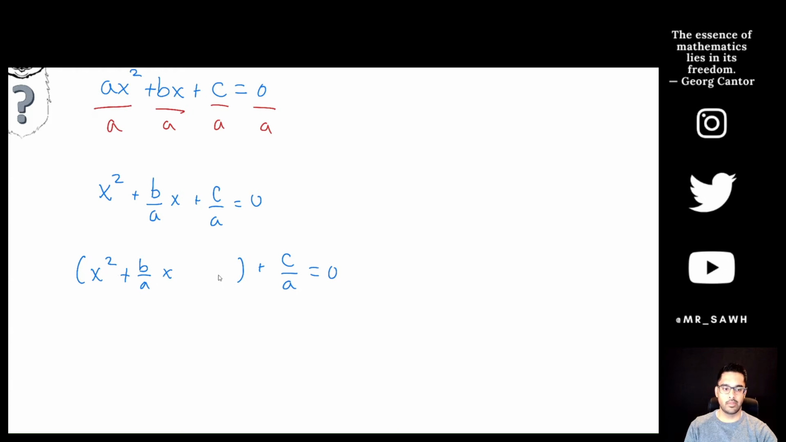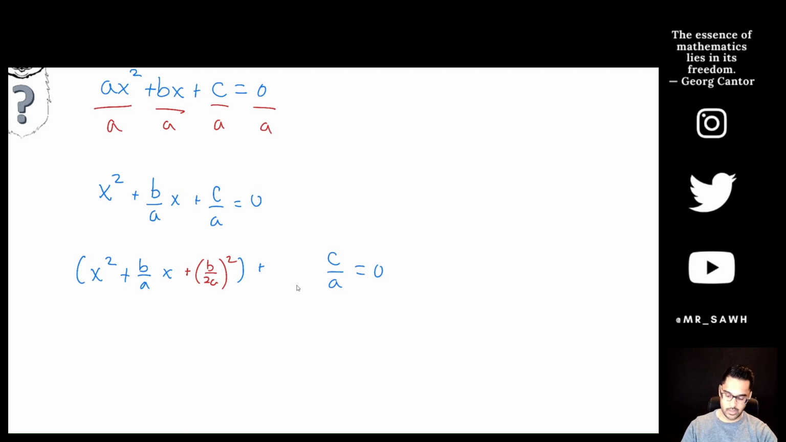Now, if I think about the thing I have to add in to this set of brackets to actually make a square, well, we always took the number that was in front of x, divided it by 2, and then we squared it. Really, we did the same thing every time. So b over 2a now squared. If I take b over a and divide it by 2, I get b over 2a, and then I square it. But if I add that in, I have to subtract that also.